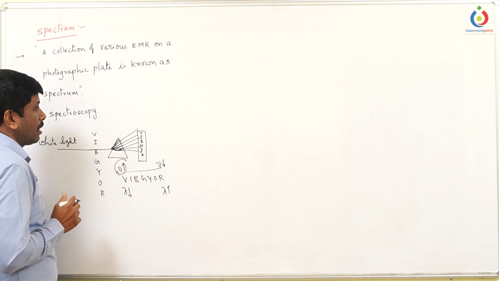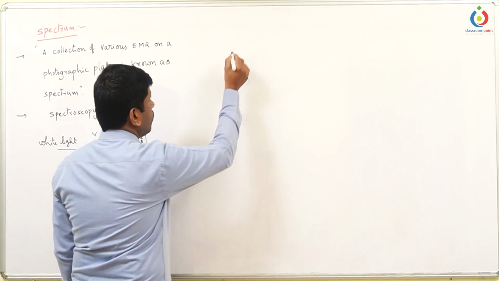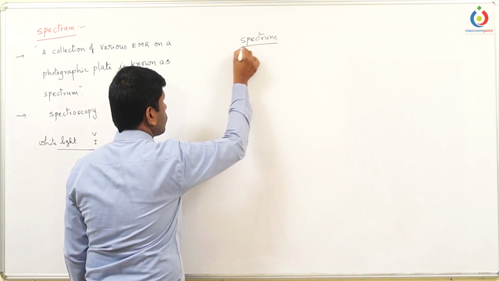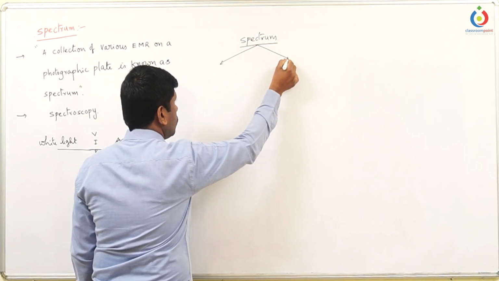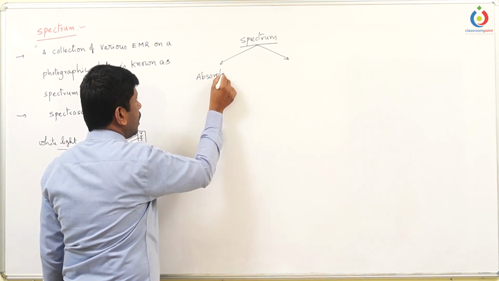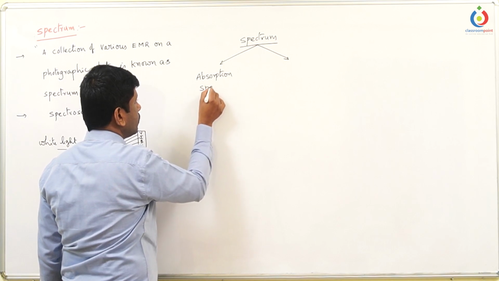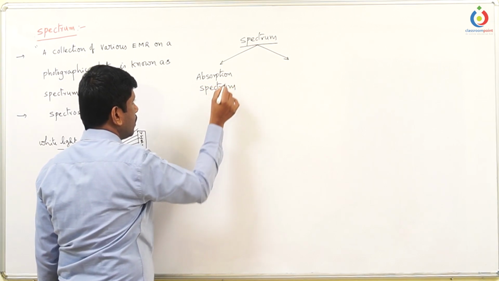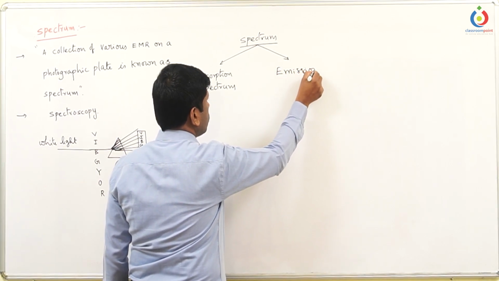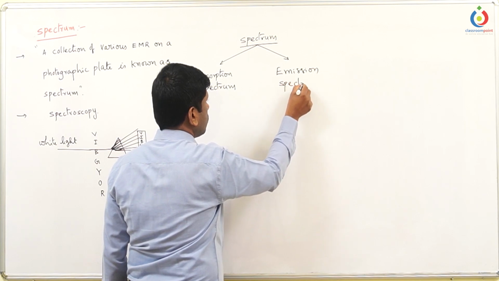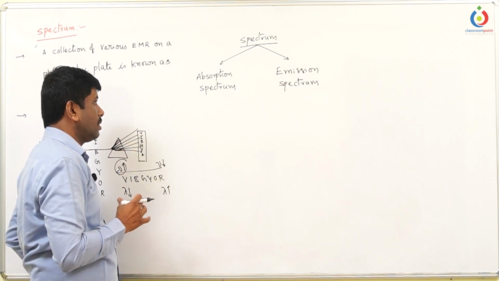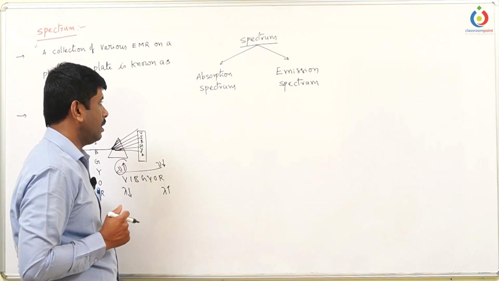Now, how many types of spectrums are present? Spectrum is of two categories basically. Two types of spectrums are present. They are the absorption spectrum and the emission spectrum.